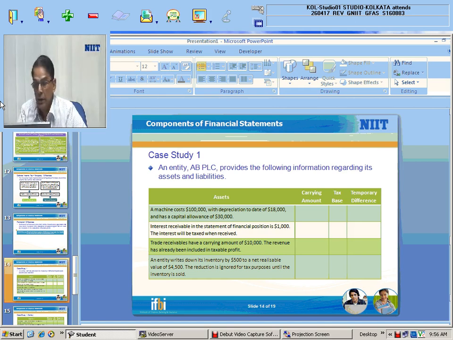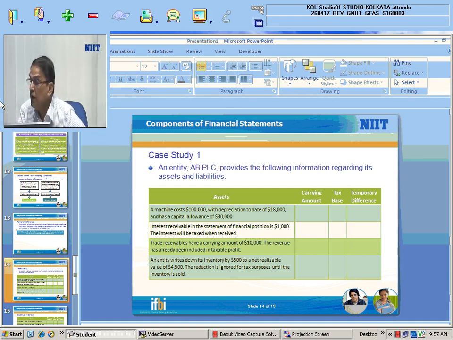Is that clear? Since the entity has written down the inventory from 5,000 by $500 to a realizable value of 4,500, the inventory is shown in the balance sheet at 4,500. That is the carrying amount of the inventory in the balance sheet. But this reduction is ignored for tax purposes until the inventory is sold. The tax authorities will not allow this reduction to be recognized as expenditure. That writing down of the inventory value is an expenditure. So the tax law doesn't allow this reduction of the inventory value as an expenditure for tax purposes until the inventory is actually sold out.